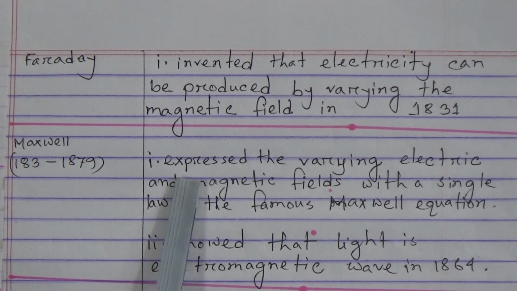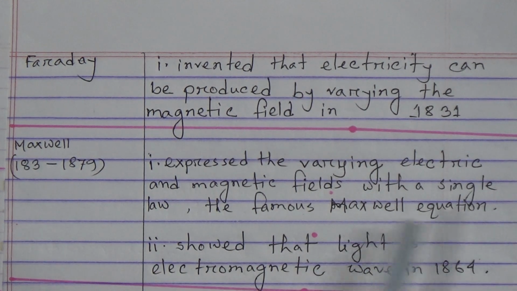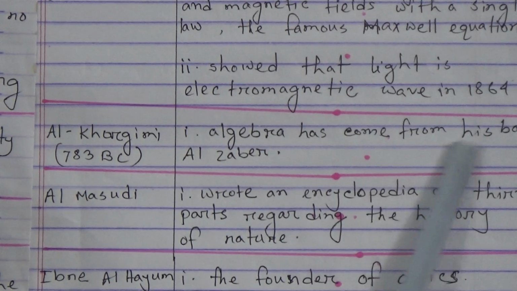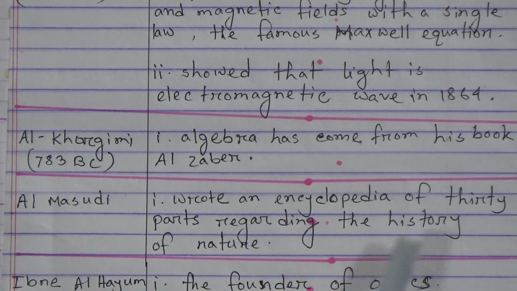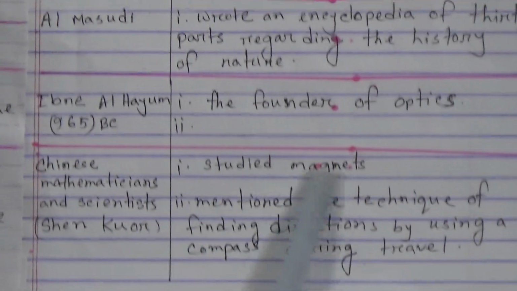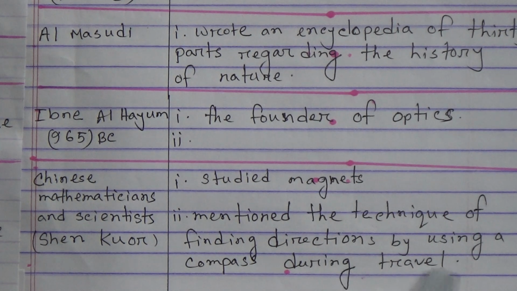Maxwell expressed the varying electric and magnetic field with a single law, the famous Maxwell equation, and he showed that light is an electromagnetic wave in 1864. Now come to Al-Khwarizmi. Algebra has come from his book Al-Jabr. Al-Masudi wrote an encyclopedia of 30 parts regarding the history of nature. Ibn al-Haytham is the founder of optics, and the Chinese mathematician and scientist Shen Kuo studied magnets, and he mentioned the technique of finding directions by using a compass during travel.